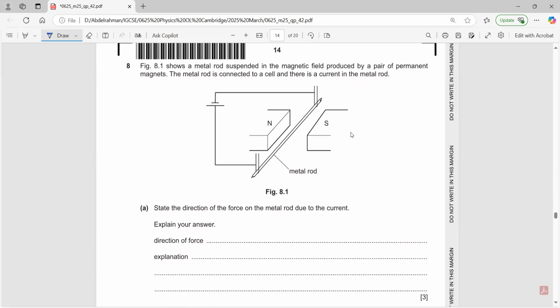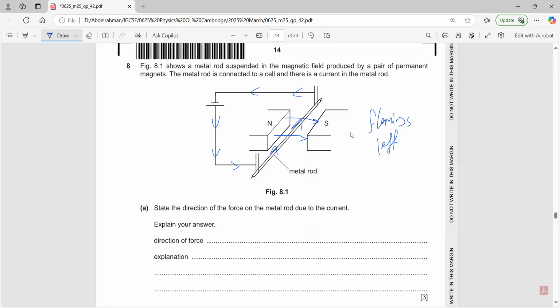Figure 8.1 shows a metal rod suspended in the magnetic field produced by a pair of permanent magnets. The metal rod is connected to a cell and there is a current in the metal rod. State the direction of the force on the metal rod due to the current. First of all, the current is moving in this direction inside the metal rod, and the magnetic field is from the north to the south. So using Fleming's left-hand rule, the first finger, the index finger, is from the north to the south, pointing to the right. And then the second finger, which is the current, is moving into the page.